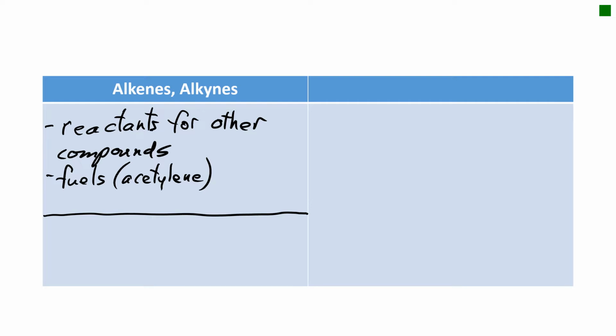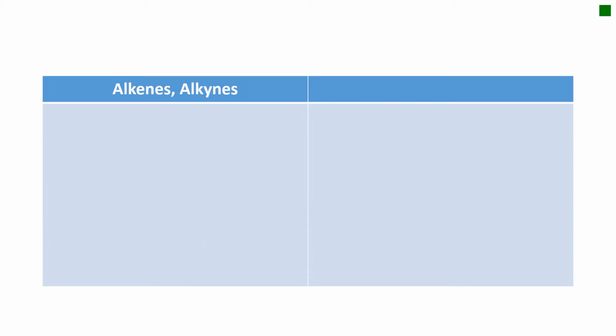The next box is general structure, and if we divide up the column, we're going to find that our alkenes, as we've already talked about, are carbon-carbon double bonds, whereas alkynes are carbon-carbon triple bonds. So just carbon-carbon double versus carbon-carbon triple. So that's the general structure difference. Okay, so no surprise there. So moving on to the next box.